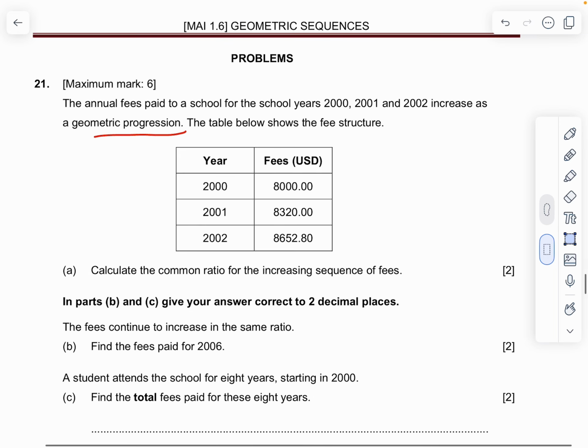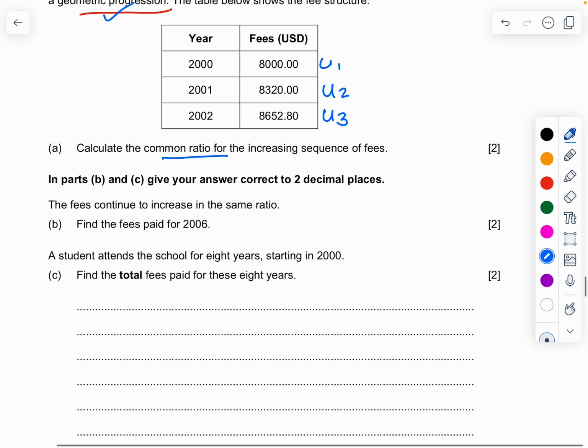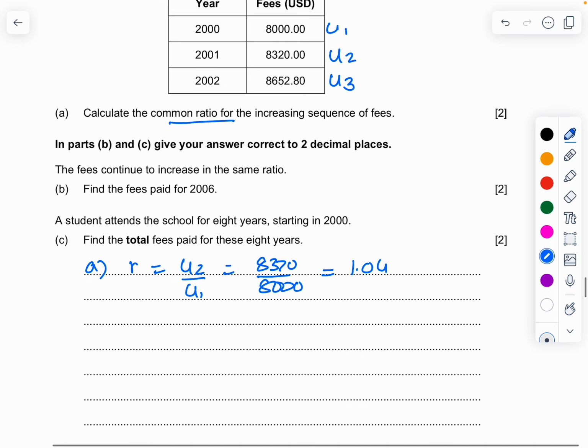The annual fees of a school for 2000, 2001 and 2002 are given and they follow a geometric progression. So these are U1, U2 and U3. Find the common ratio. The common ratio is U2 upon U1, which is 8320 divided by 8000, which is 1.04. The fees continue to increase in the same ratio.